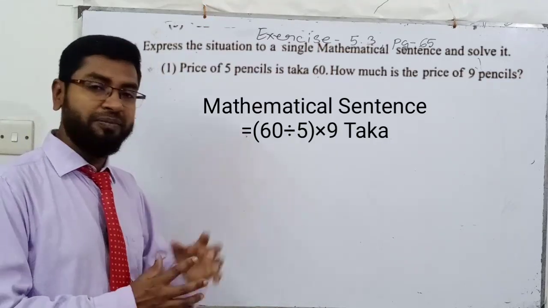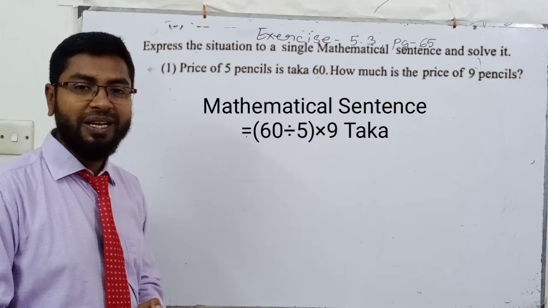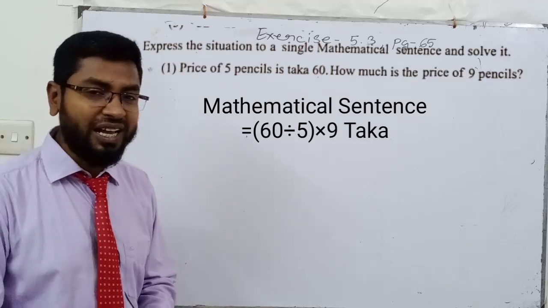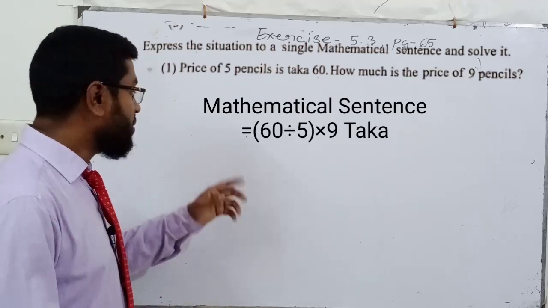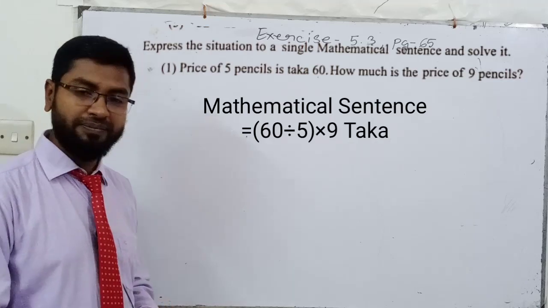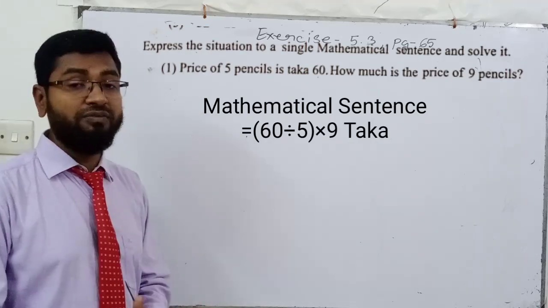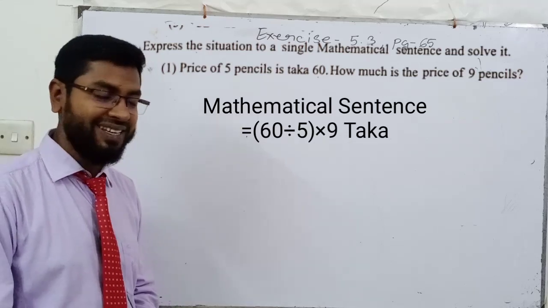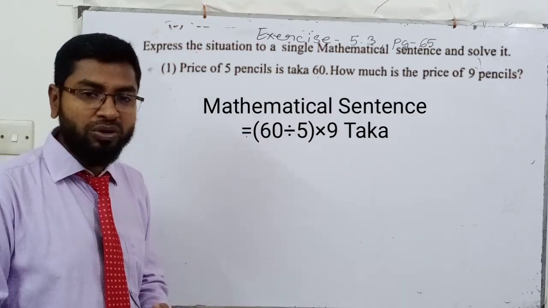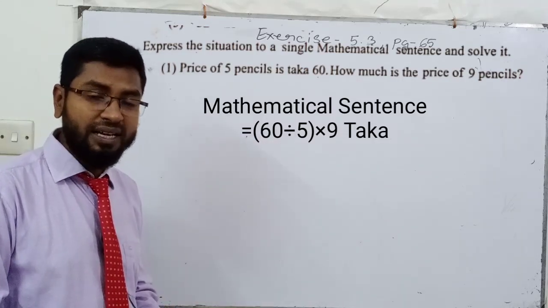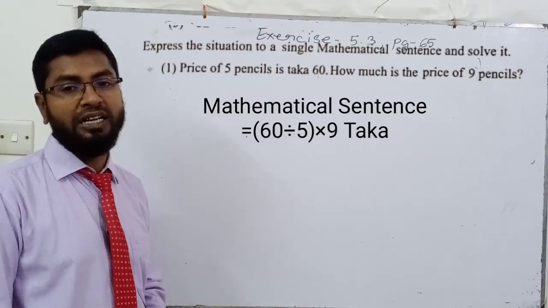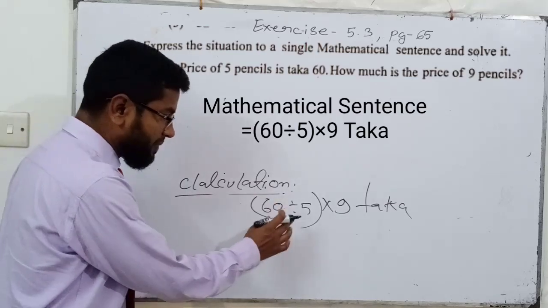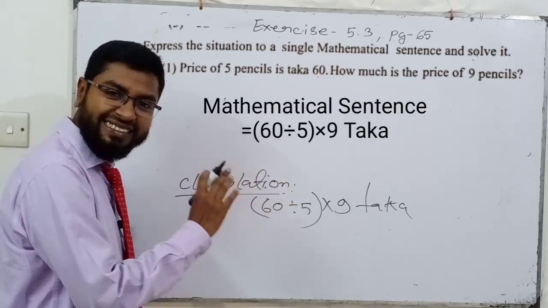60 divided by 5, and multiply 9. Why I multiply 9? Because we need to find out the 9 pencil price. So 1 pencil price is 60 divided by 5. We need to find out how many pencil price? 9 pencil, exactly. 9 pencil is more than the 1 pencil price. Yes, we need to multiply 9. Calculation: 60 divided by 5 multiply 9 taka.